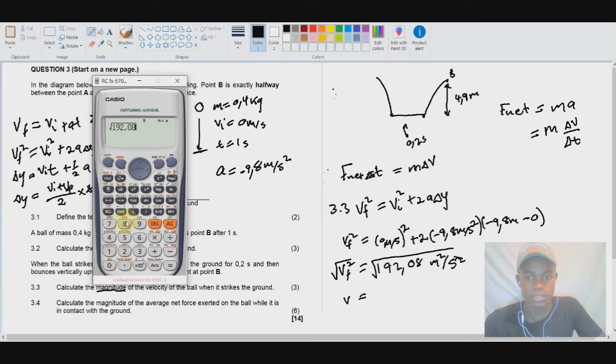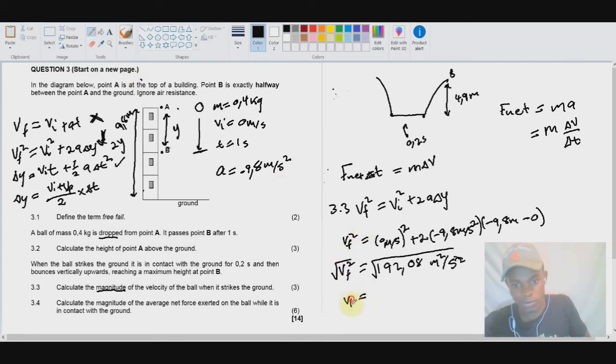192.08. What is the square root? To get 13.86. Because I round off to two decimal places, I got 13.86. Now you take the square root of the units, so you get meters per second, right? There you have it, your final velocity. So Vf is equal to 13.86 meters per second. But for you to answer the question here, they want the magnitude, so you don't talk of the direction. So it's 13.86 meters per second, right?